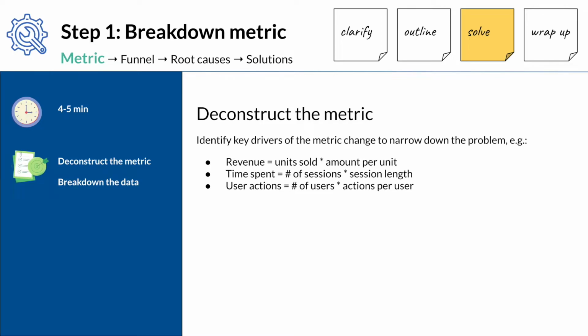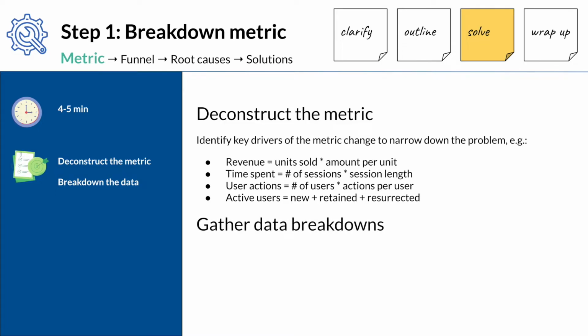And even more fundamental metrics like number of active users can be broken up into number of new users plus existing users, those who were retained during the time period, and resurrected users, those who previously churned and came back. So this way you can decide if the problem seems to be with user acquisition or retention or something else. Once you deconstruct the metric and identify what's driving change, you can try to further localize the problem by breaking it down along a few dimensions.